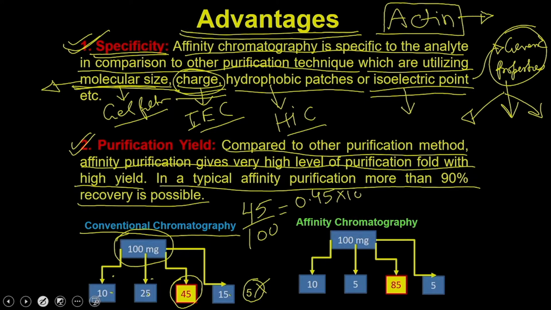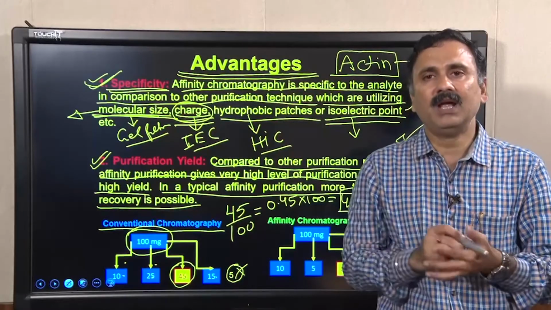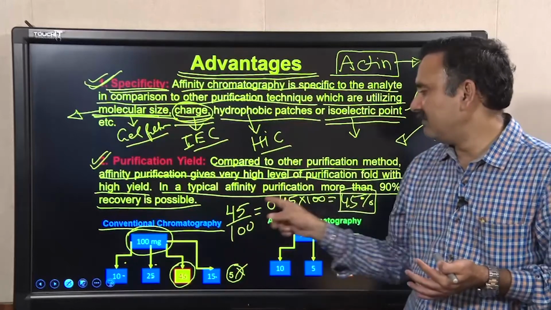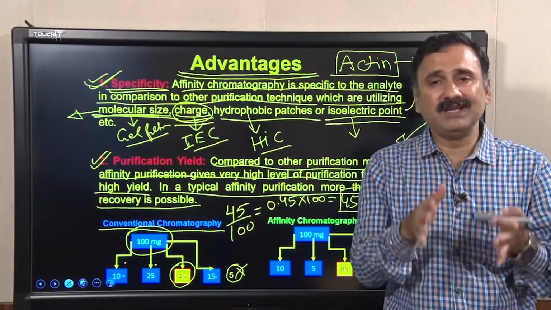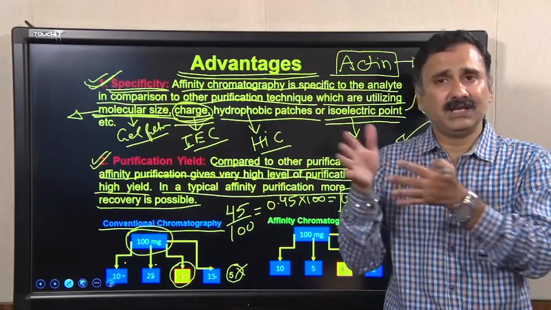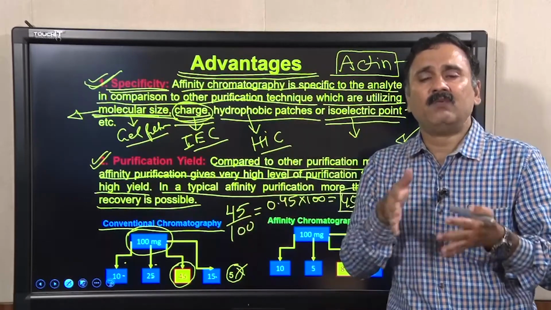So, if you multiply it by this 100, you are going to get 45% as the yield, which means you started with 100 milligrams of protein and ultimately you got only 45 milligrams of protein, which means your yield of the purification in this case is 45%.